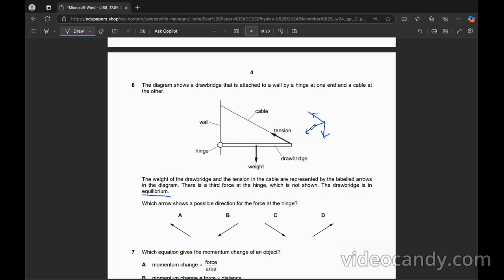But I just mentioned that there will be no resultant force because of this third force, right? We still have this third force, which means that third force has to cancel out this resultant force that we have right here. So we will draw it in the opposite direction with the same magnitude, and which is going to be D.